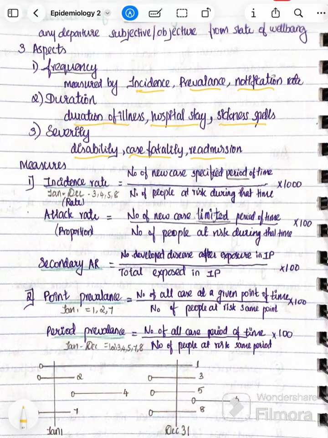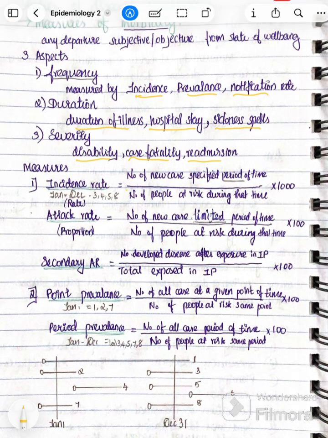In detail, incidence rate is the number of new cases in that time period divided by the number of people at risk during that period, multiplier is 1000. Attack rate is again the number of new cases in a very limited period of time divided by the number of people at risk during that time, multiplied by 100.